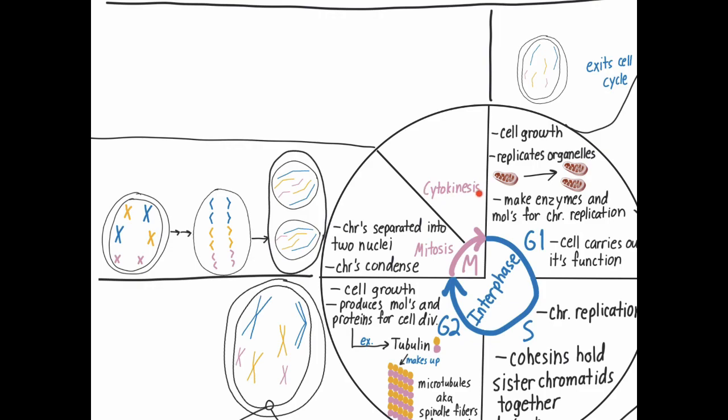During cytokinesis, the cell actually splits, forming two daughter cells. Each cell gets one nucleus and two complete sets of chromosomes, which is what the parent cell in G1 started with.